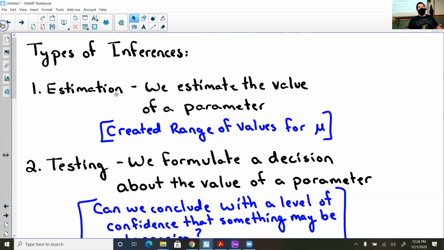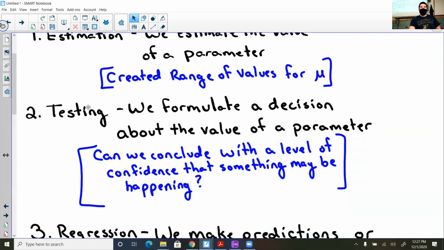Now, we obviously can't be 100% certain, so what I'm going to say is, given that my average is this, I think that the known average will probably be between a number a little bit before and a little bit after. That's what we're going to call our margin of error. Then that can vary depending on how confident we want to be with our range. The next inference is testing. That's when we formulate a decision about the value of the parameter. Is it something that we can consider to be accurate?